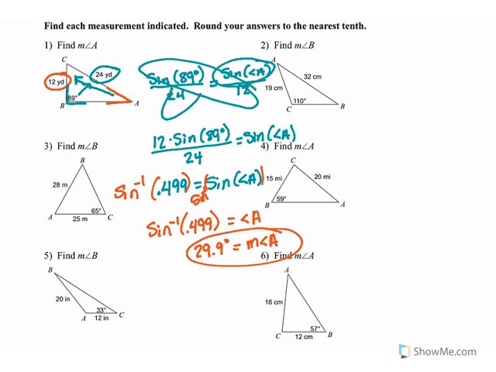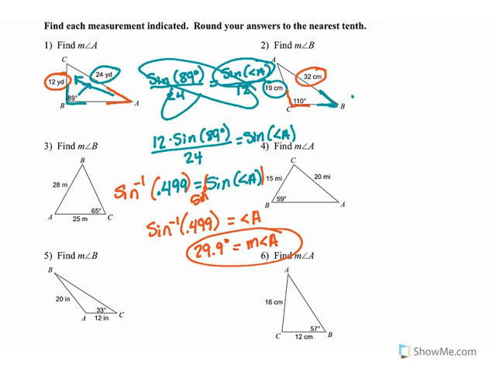Okay, let's try our second one. Okay, so if we do 2, we're trying to find the measure of angle B. So here is B, and this is the side that's across from B. Here is C, and this is the side that's across from C. So Kelly, you want to watch this again, then it'll just reinforce it.